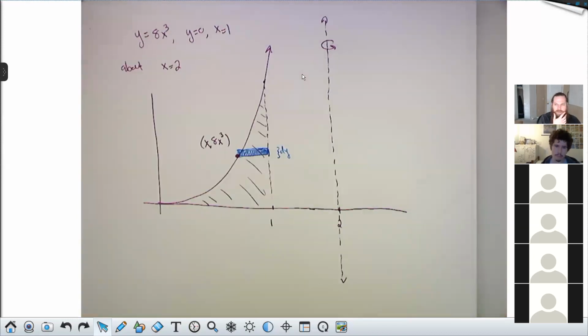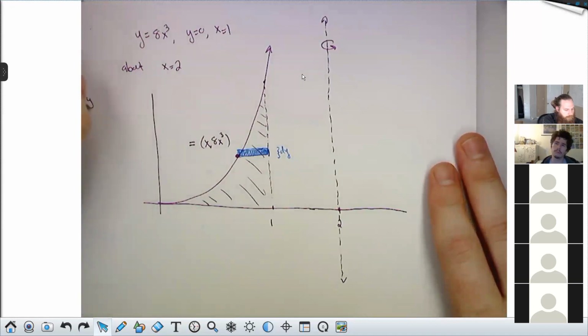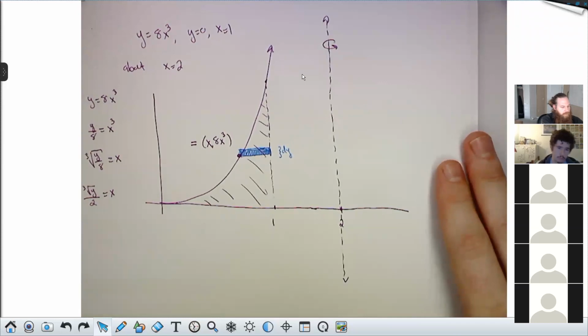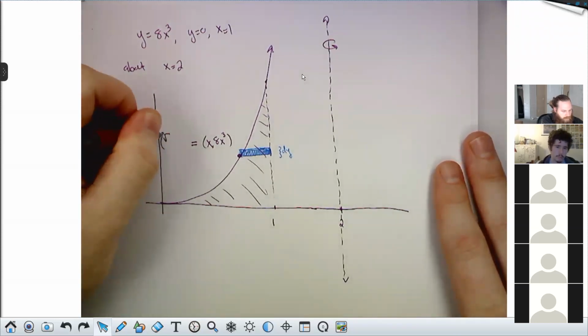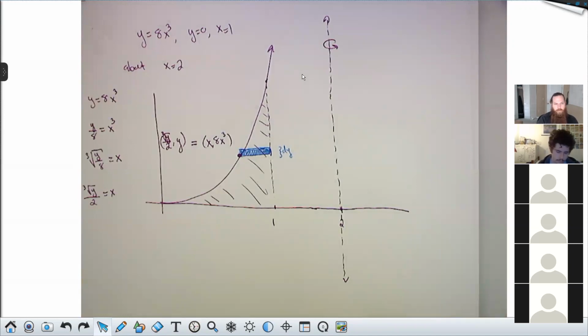So really what I need to do is get all of my distances in terms of the variable y. So rather than writing this point as x comma 8x cubed, I need to come back here and solve this for x so I can write it in terms of y. So this is the same as saying y over 8 equals x cubed. And then you can take cube roots on both sides. So this is the same as saying the cube root of y over 2 is equal to x, because the cube root of 8 is 2. So I can write this as the cube root of y over 2, comma y. And that's going to be the more useful way to think of that point for the purposes of this problem.